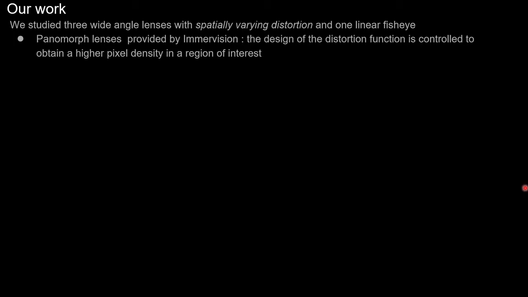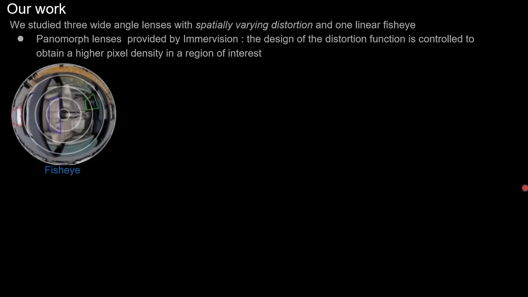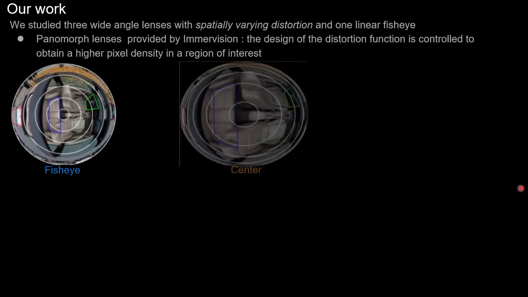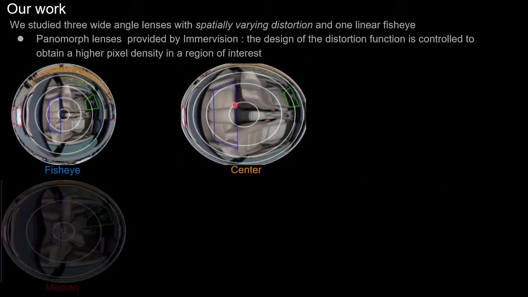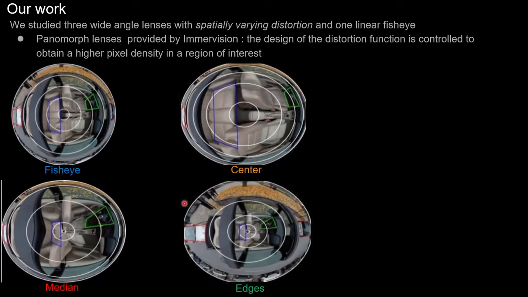More precisely, we simulate 4 different wide-angle imaging systems: a linear fisheye, and 3 lenses with nonlinear distortion called panomorph lenses. Such systems, provided by Immervision, are designed with a controlled distortion function and an optimized sensor coverage to increase the pixel density on a region of interest, respectively the center, the median zone, and the edges of the image.